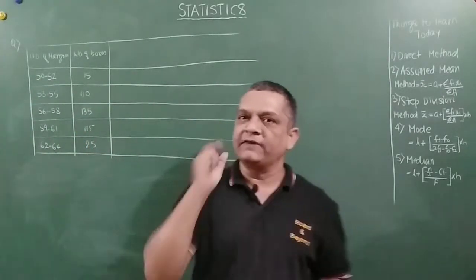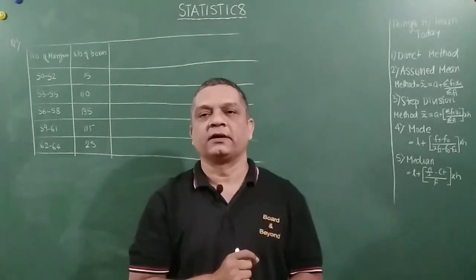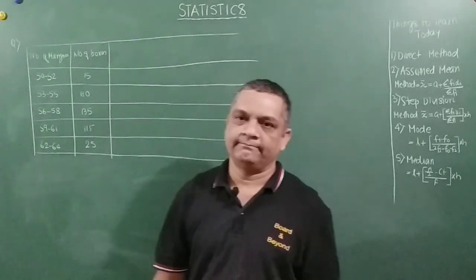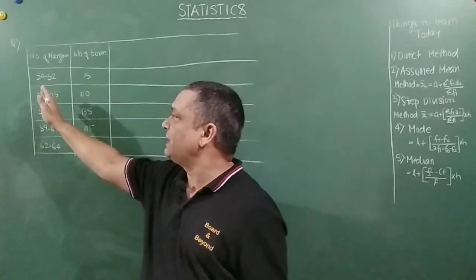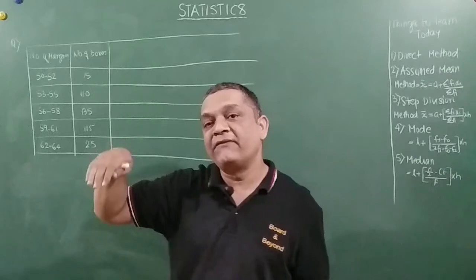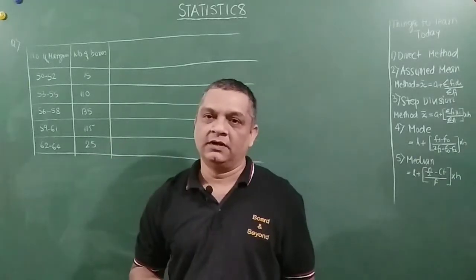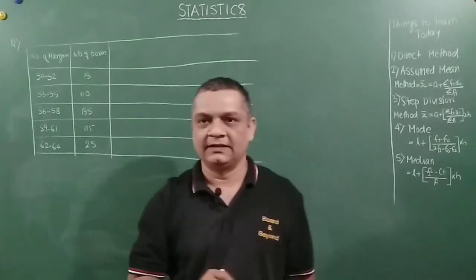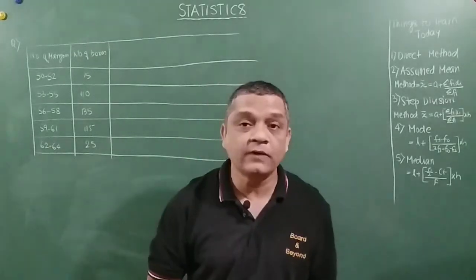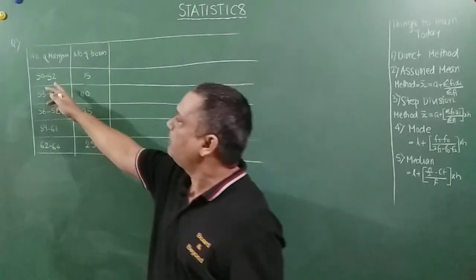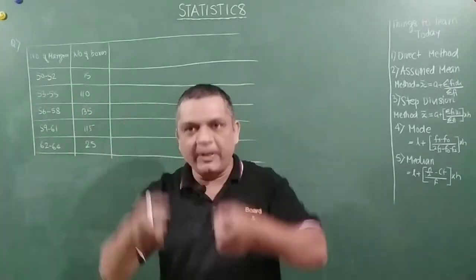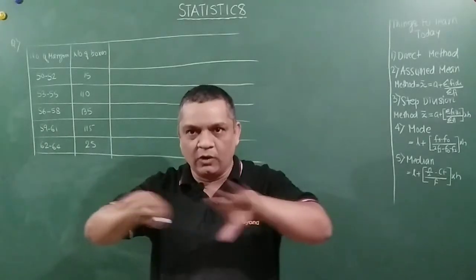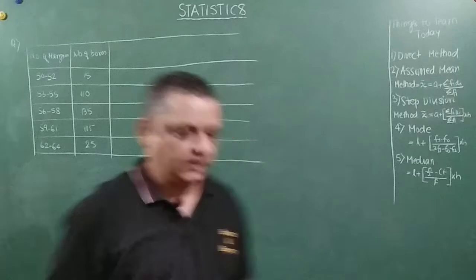So friends, the first thing which you must observe here is that there is a gap in the class. It is 52, and the next lower limit is 53, not 52. So which kind of series is this, friends? This is an inclusive series. So first, to make it exclusive, what do we do? We find the gap, that is 1, divide it by 2, and then distribute that among all the class intervals, right?